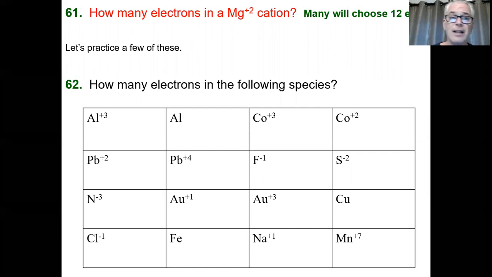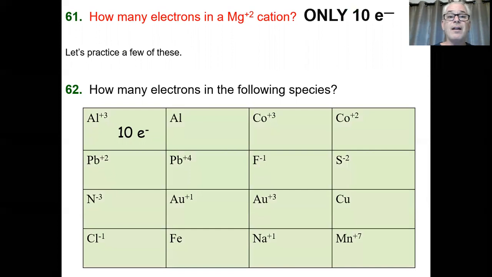Aluminum has 13 electrons, but if it's a positive 3, what does it get? It loses 3, so the positive 3 ion is just 10. I guess they're going to come up in pairs. Let's do these quickly. Cobalt is element number 27.